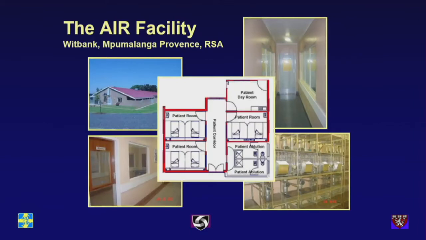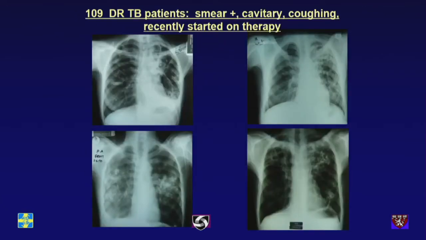We have reproduced the Riley facility in Pretoria, South Africa. It's called the Air Facility, and since 2005 we have been doing transmission experiments from humans to guinea pigs. Over a series of several experiments, we looked at the transmission from 109 drug-resistant TB patients who were admitted because they were smear-positive, cavitary, coughing, and recently started on therapy. Could be days, or less than that. And these are some of their x-rays. Many of them were HIV positive, but still had cavities in many cases and lots of lung infiltrates.